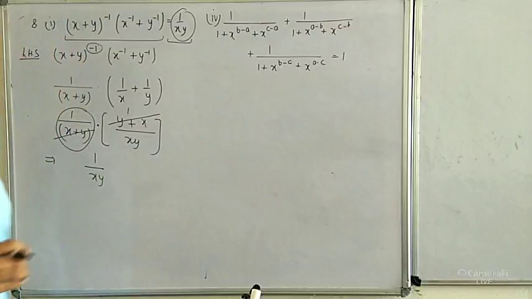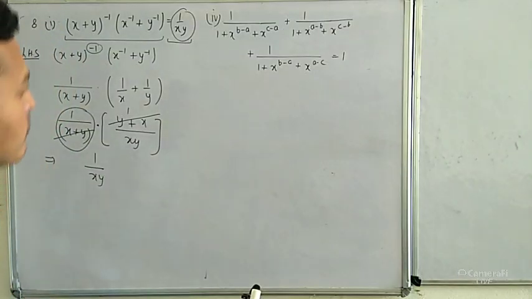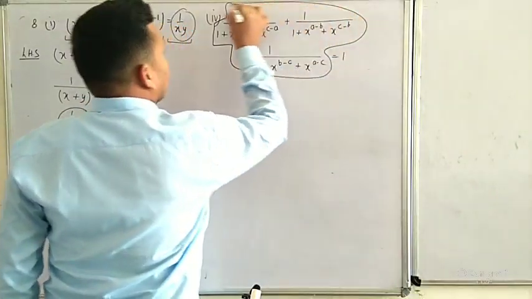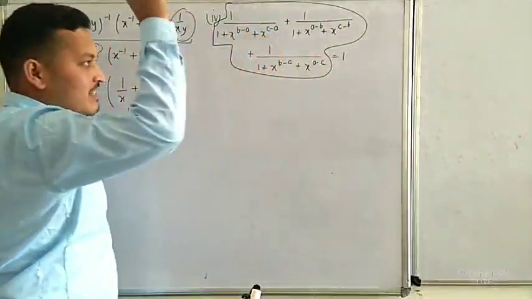Similarly, again this question is to prove that the left hand side is equal to the right hand side. We have been given this part as the left hand side, and we have to prove that the right hand side is equal to 1.